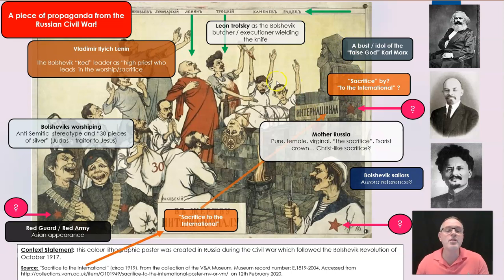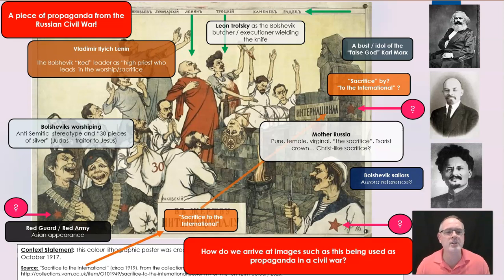It is an image that is demonizing in so many different ways the Bolsheviks, pointing out their betrayal of everything that is pure and good about Russia. A European, think of the racial messages, Christian, female, Christ-like figure being destroyed by the atheist internationalists of Marxism. A really powerful image, one that you can come back to and think over quite a bit. It sets us up nicely to think about what then happened in 1917. How do we arrive at images such as this? And this wasn't unusual during the Civil War period.